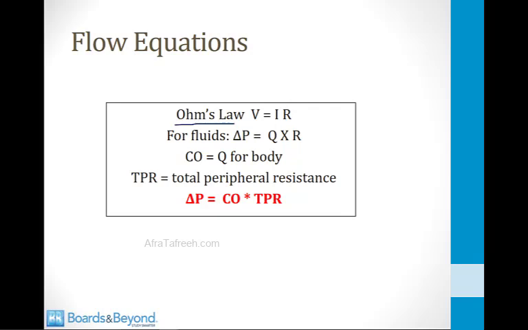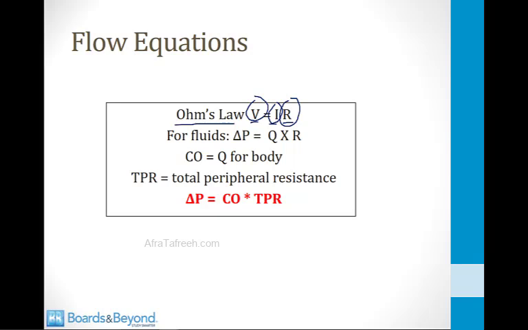Ohm's law says that the voltage in an electrical circuit is equal to the current I times the resistance R. This is just a simple expression of the fact that if you want to drive flow through a system, whether it's electricity or fluid flow, the amount of energy you need, that's the voltage, is equal to how fast you want to go, that's the current, times the resistance to flow, that's R.